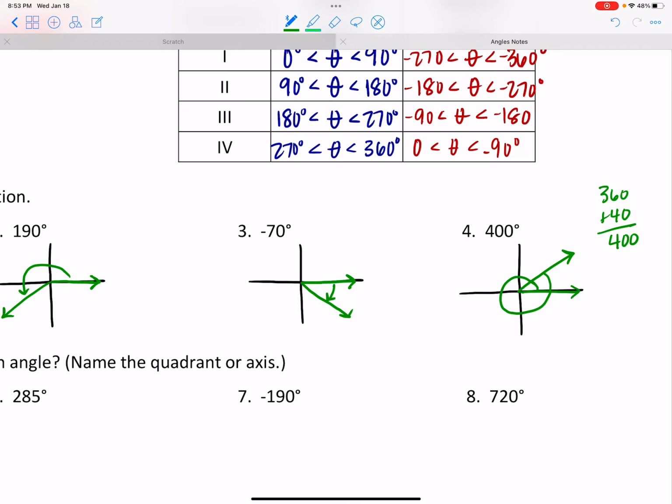You're going to see a complete circle, right? And then we have to go as far as we need to go on this one. 40 degrees more takes us into that quadrant 1. And we want to show that arrow saying we rotated that way. Okay, so we can have angles that are larger than 360 that are more than one full rotation.